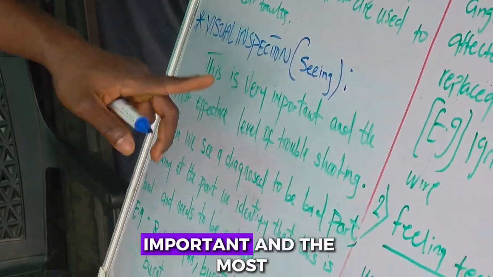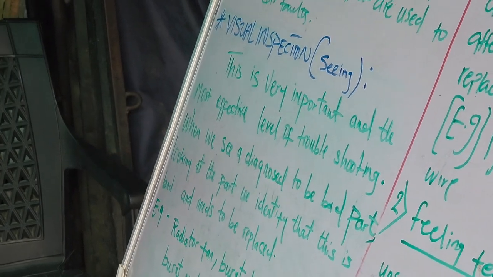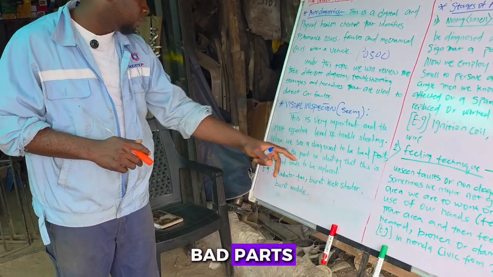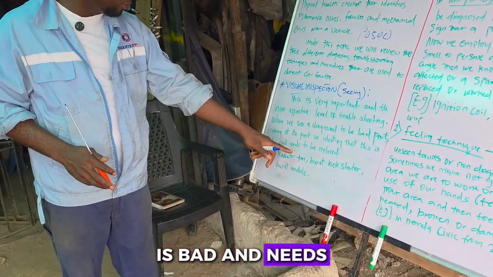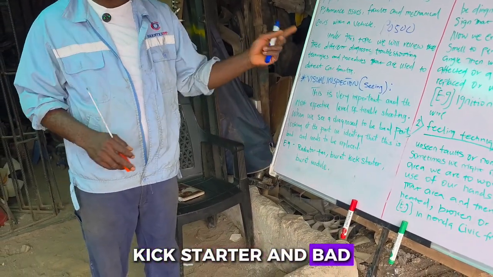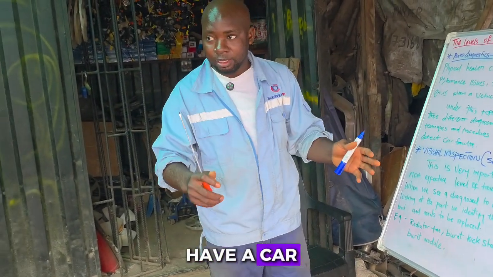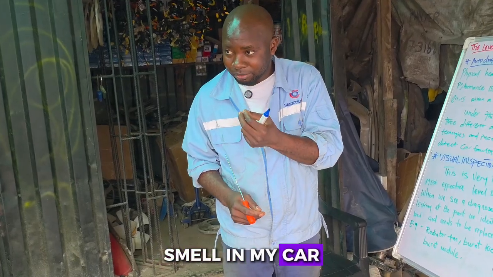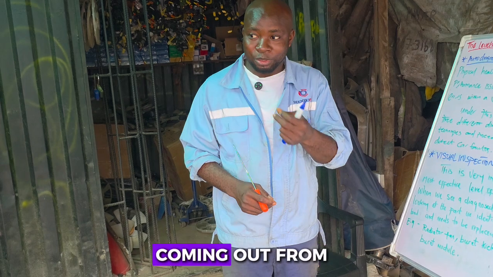Now, this is very important and the most effective level of troubleshooting. When we see a diagnosed bad part, looking at it, we identify that this is bad and needs to be replaced, for example a radiator fan, a burnt starter, or a burnt module. Now, visual inspection comes in when a customer brings a complaint to you that I'm perceiving a smell in my car. You understand? And the customer doesn't know where the smell is coming from.